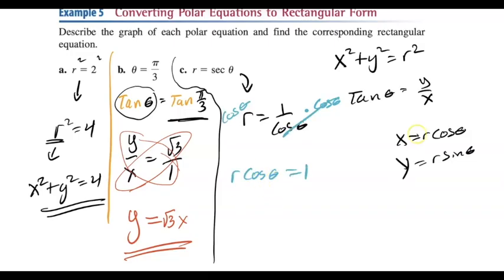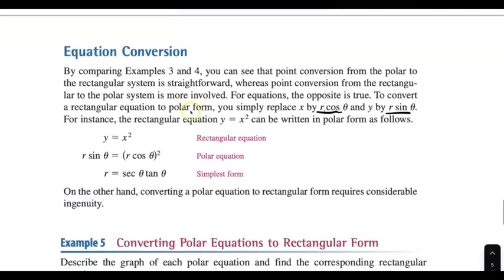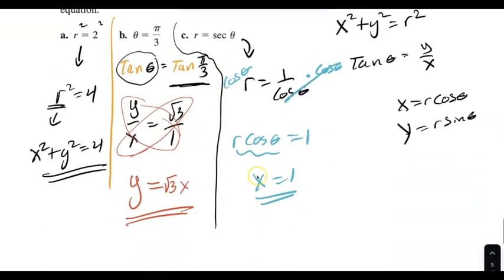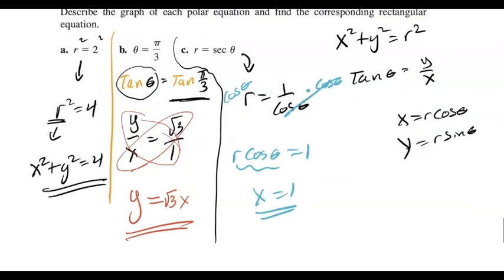But r cosine theta is just x. That's what r cosine theta is. This is just x equals 1. And that is a line. So that's how you convert from polar to rectangular. You have to play around with it a bit. Going the other way, from rectangular to polar, you just change x to r cosine theta, done. Then you have to get r by itself. You change x to r cosine theta, you change y to r sine theta, and play around with it a bit. Anyway, that's the lesson.